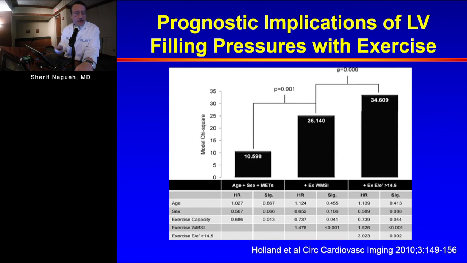In fact, this is an interesting study looking at the ability of E to E prime ratio with exercise to predict events above and beyond clinical variables, 2D variables, wall motion abnormalities with exercise. You see a significant jump in the chi-square from 26 to 34.